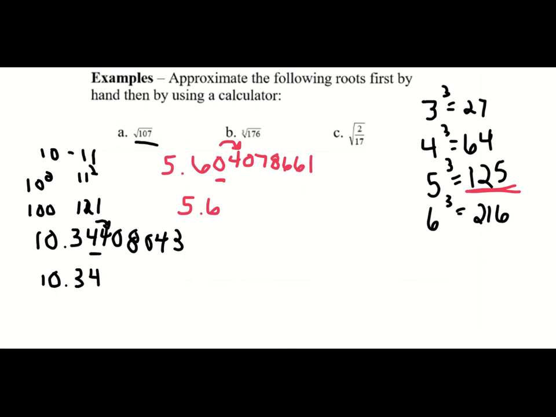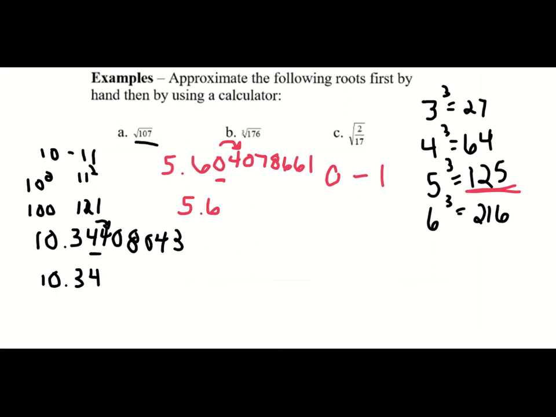All right, and our last one, we want the square root of 2/17. Well, 2/17 is a fraction, a proper fraction. It's less than 1, but greater than 0. So our answer here is going to be between 0 and 1, because a proper fraction is less than the whole number 1, and this is.